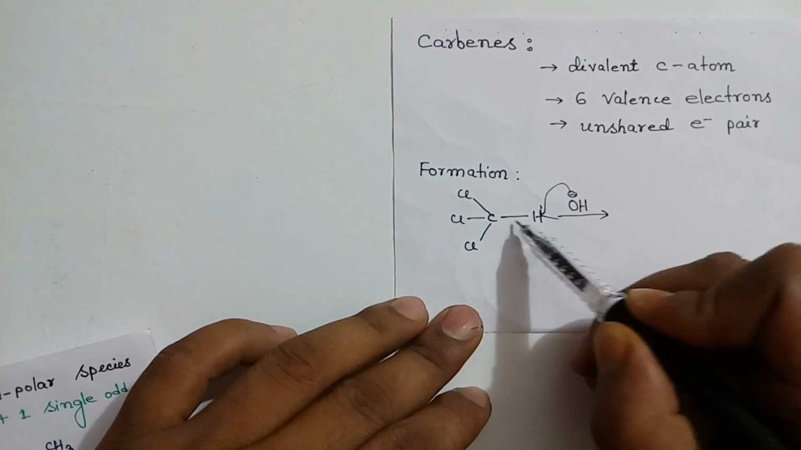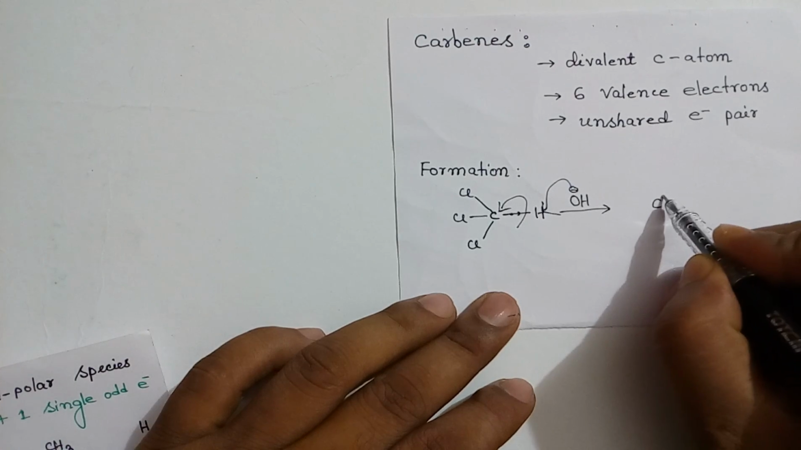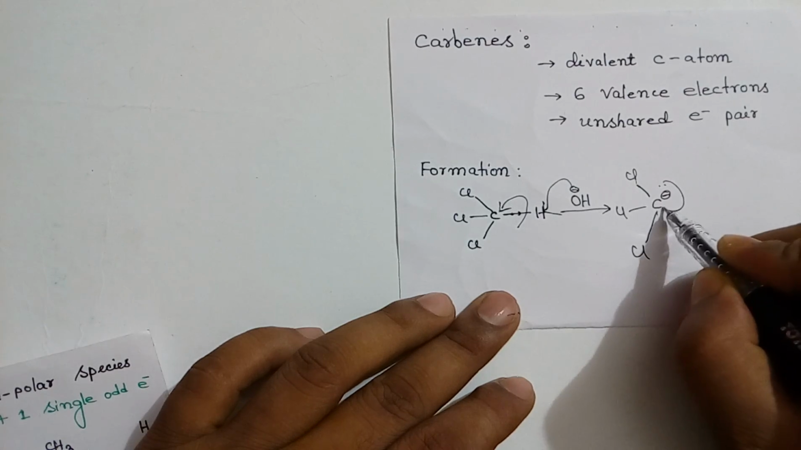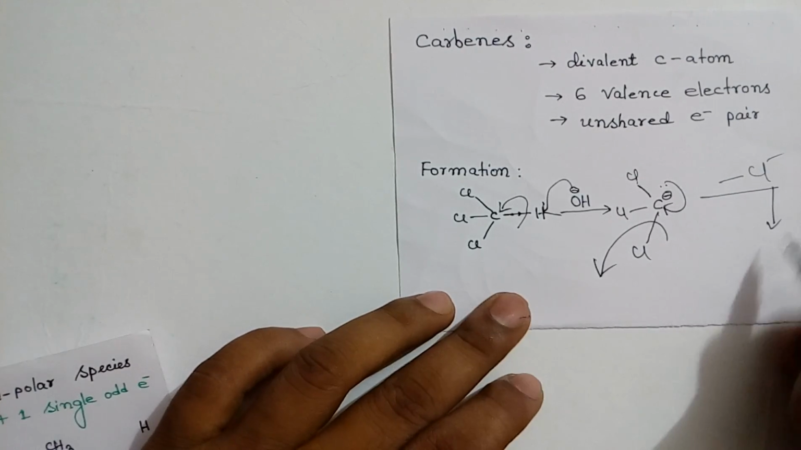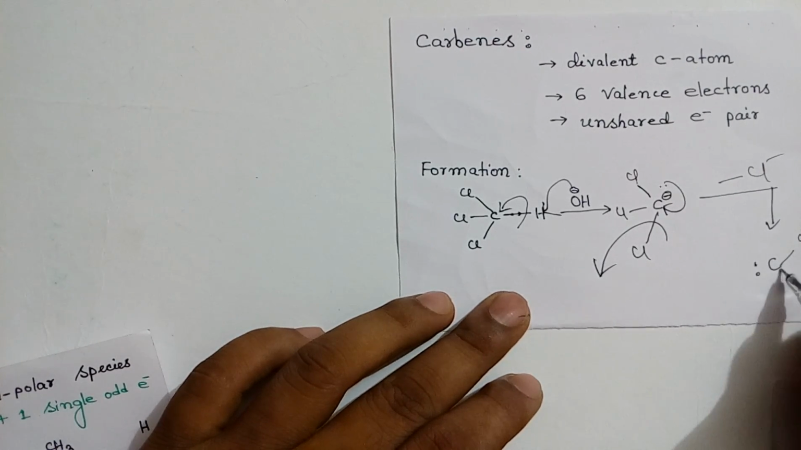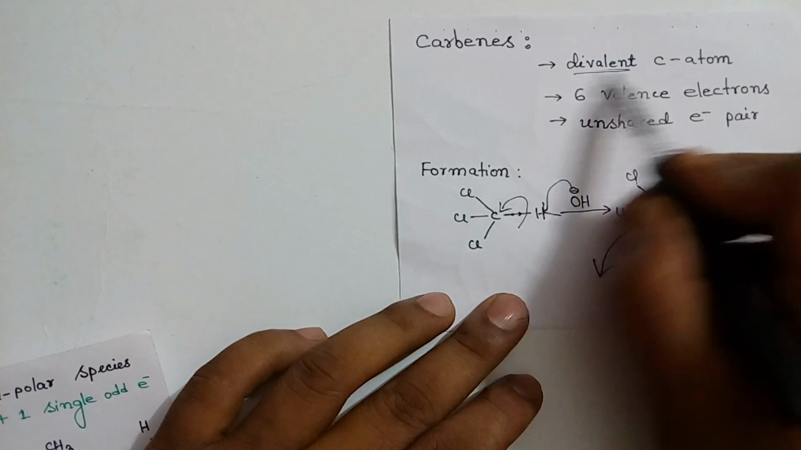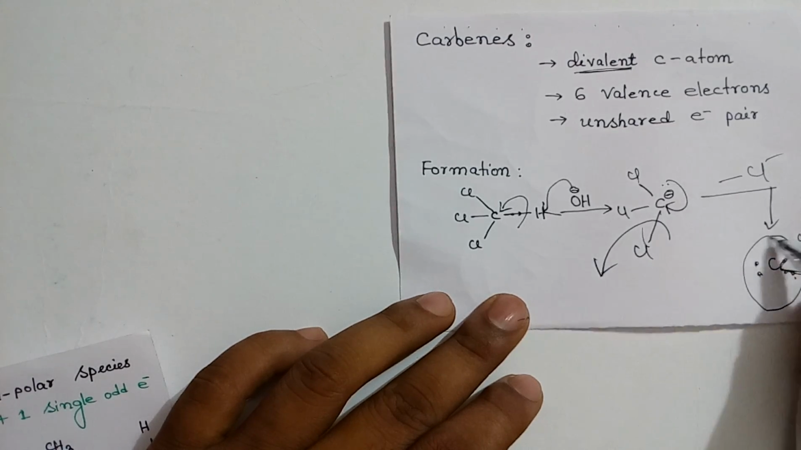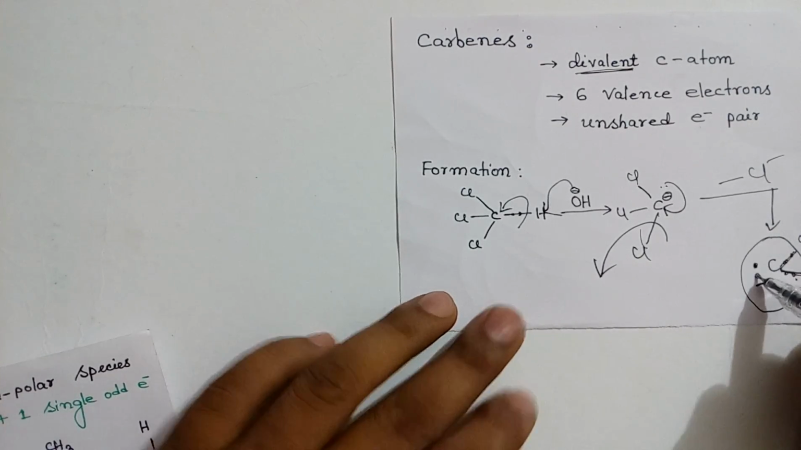The base will abstract the proton, and the shared pair of electrons will be taken up by this carbon. So the carbon will become negatively charged with 3 chlorines. Now there will be rearrangement of the electrons. One chlorine leaves as Cl minus, and thus this species is generated. This is dichlorocarbene. Why carbene? Because it is divalent, 2 bonds are there. 6 valence electrons. How 6? 2, 4, 6. This carbon has 6 valence electrons after sharing, and it has 1 unshared electron pair.